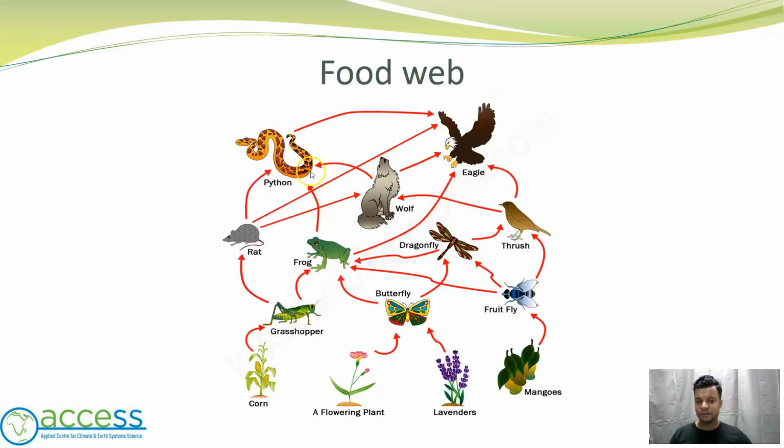Here, high-level organisms, for example your eagle, your python, your wolf, will suffer because they depend on lower-level organisms like your rat and your frog for survival. The more complex the food web, the more resilient it is, and the quicker it can recover from system shocks.